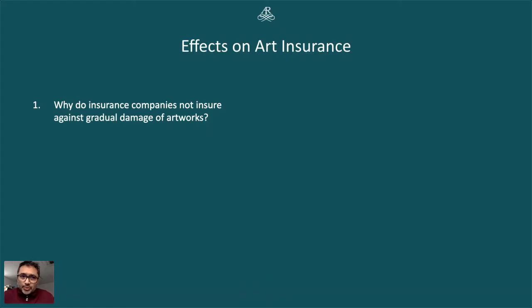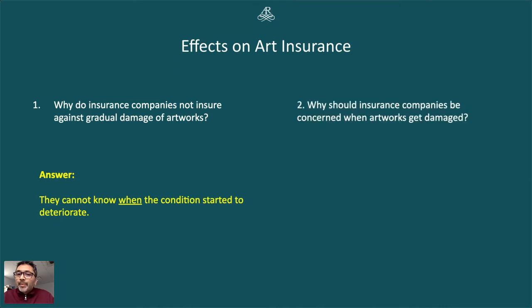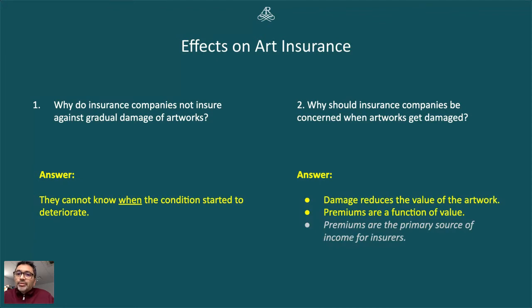Let me ask you two questions. Why do insurance companies not currently insure against the gradual damage of artworks? And the answer is simple. They cannot know when the condition started to deteriorate. A second question, why should insurance companies be concerned at all when artworks get damaged? And again, the answer is very simple. Damage reduces the value of the artwork. And premiums are a function of value. And of course, you know that insurance premiums are the primary source of income for insurers.